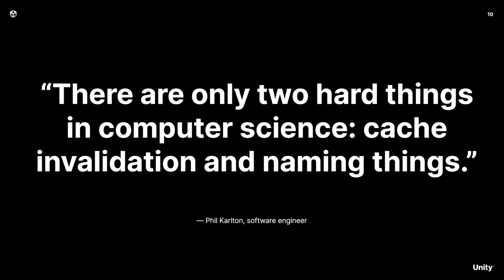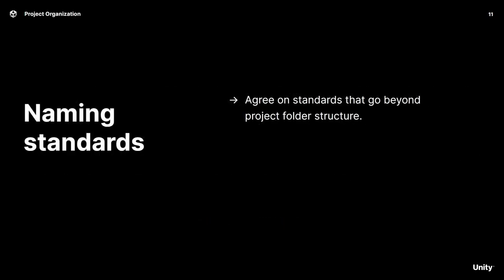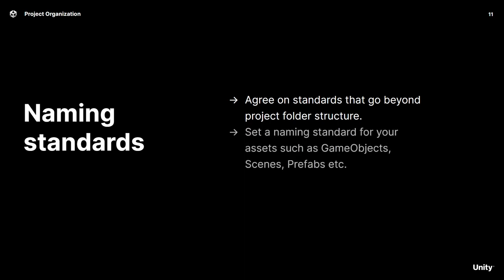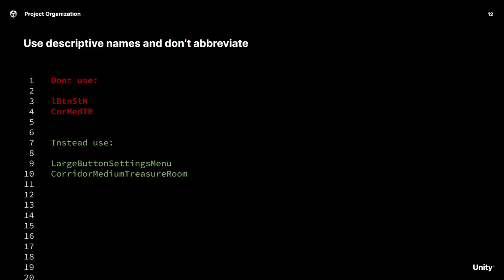Naming things is really hard, but it's even harder if you as a team haven't agreed on the standard on how to do it. How you name your game assets is probably one of the most important aspects to keeping your project elegant and efficient as it grows over time. Agreeing on standards across the team doesn't stop with the project folder structure. You want to define a naming standard for all the assets across the team to make things easier, because sooner or later we all end up working in each other's files.